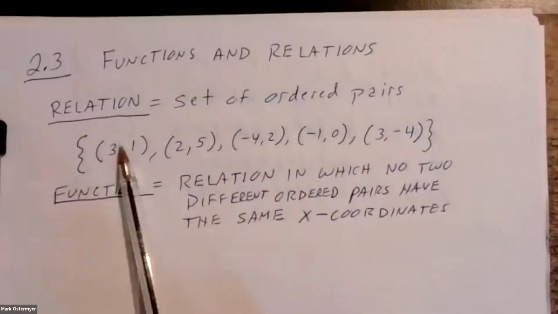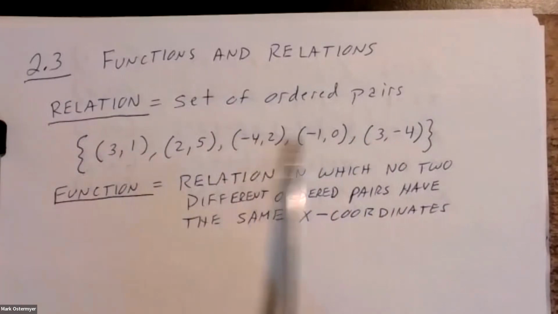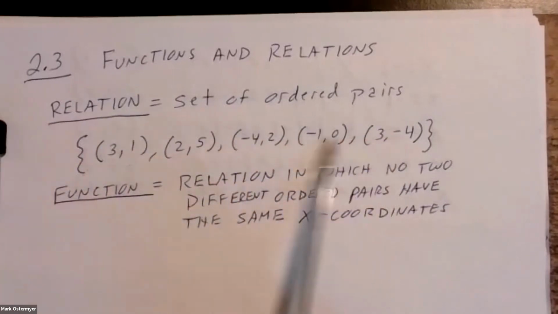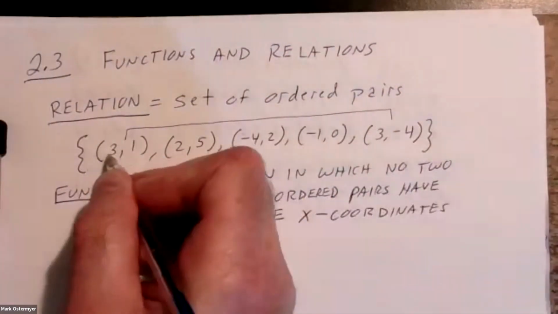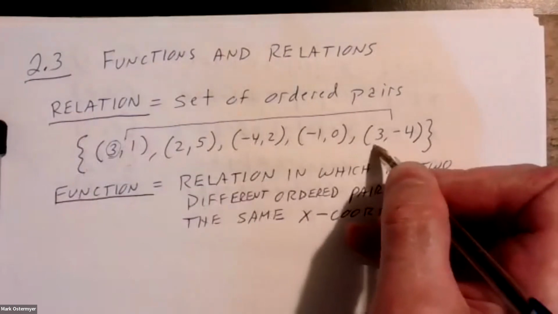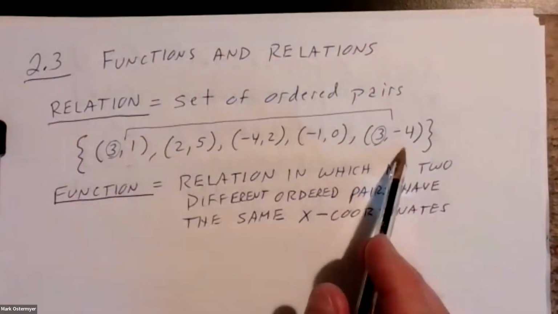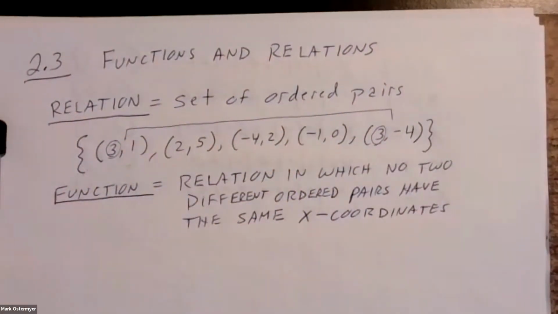So I have a question for you. This is a relation above here, which is a set of ordered pairs. Is it a function? No. Okay, why not? Because there's two 3s. Because we have two different ordered pairs in this relation that possess the same x coordinates of 3. That's why this is not a function. It's only a relation. So that's just a relation.